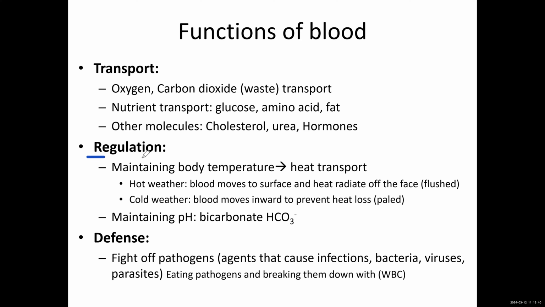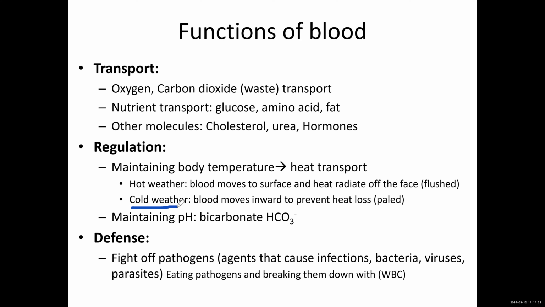Another function is regulation, maintaining body temperature, or heat transport. When it's hot outside, blood moves to the surface and heat radiates off, like when you are flushed. When you're hot or running or doing physical activities, your face gets pink. That happens because the blood rushes to the surface of your body, your blood vessels dilate, and extra heat is radiated from your skin to the environment. So that cools you down.